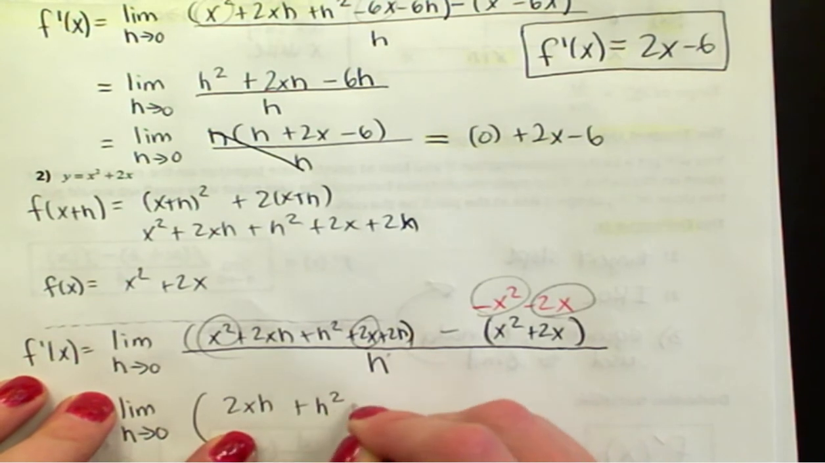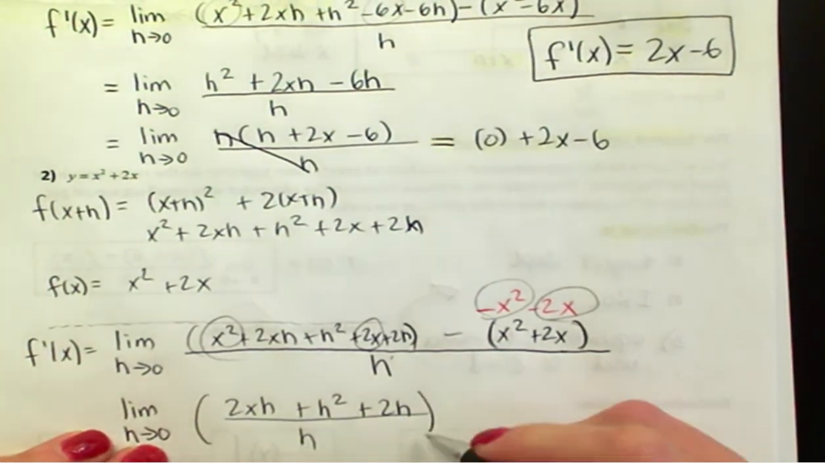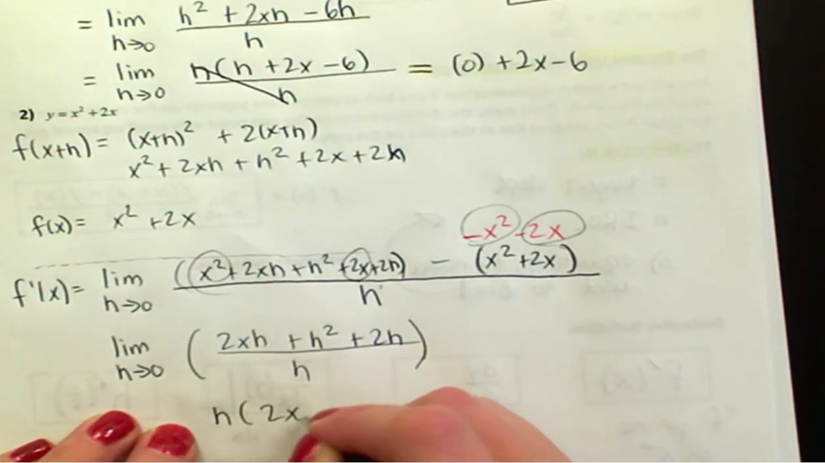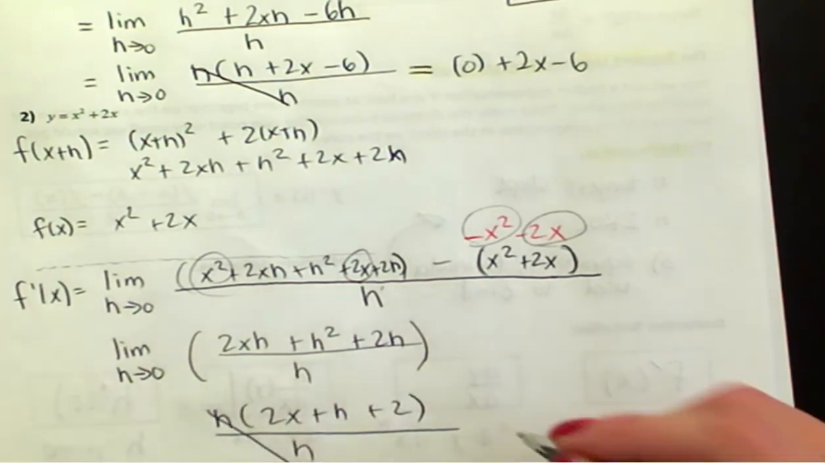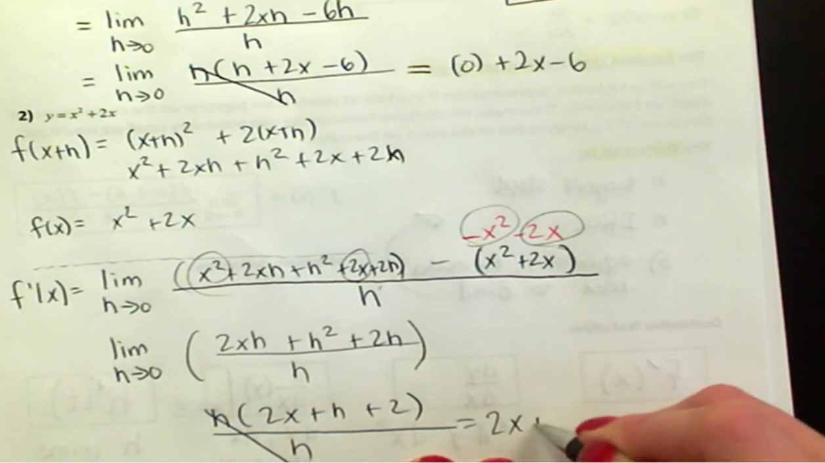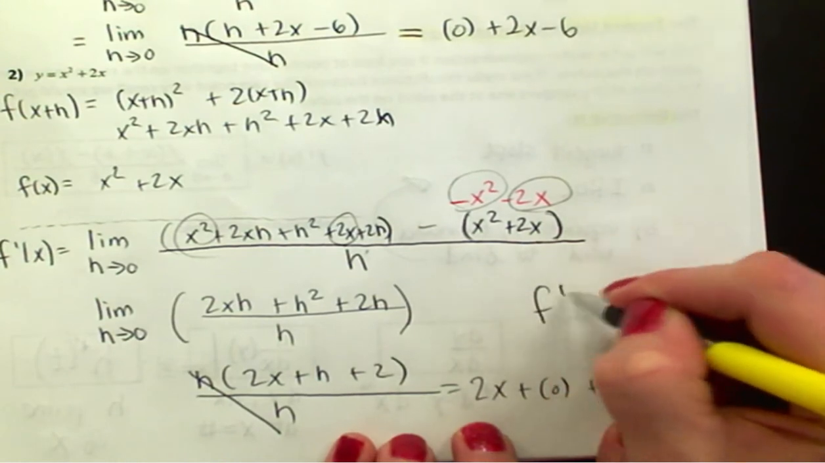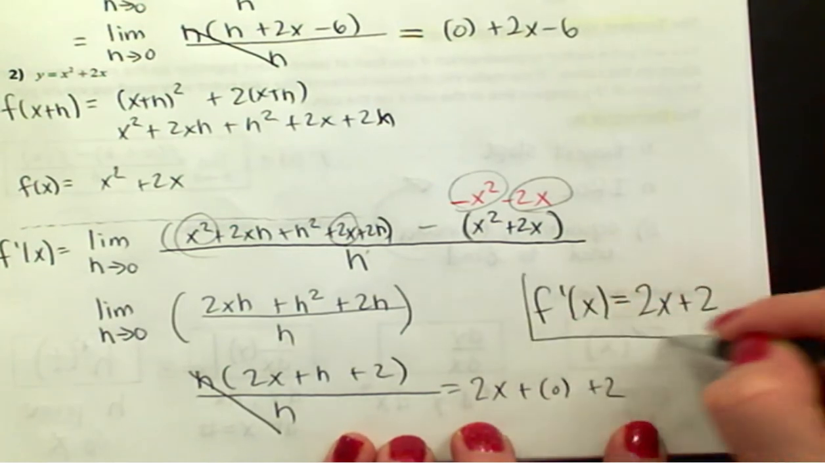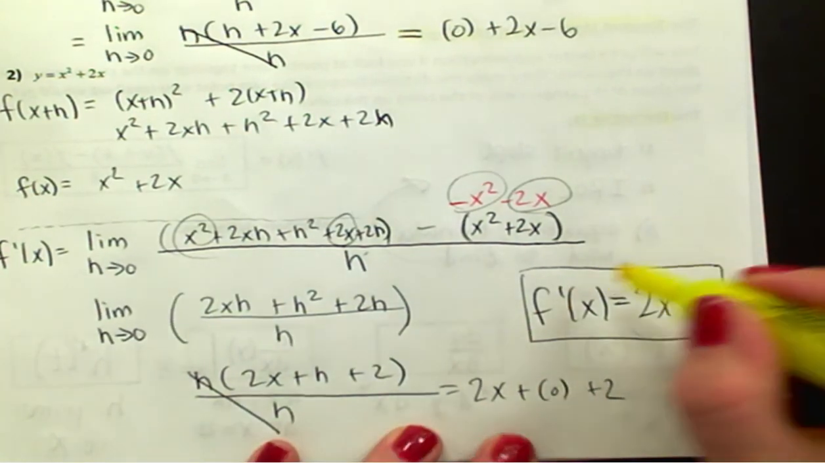2xh plus h squared plus 2h all over h. Okay, so I can see that the h is going to cancel. h, 2x plus h plus 2 over this. And then I plug in 0. 2x plus 2. F prime of x equals 2x plus 2. All we're trying to do today is to successfully get to this f prime of x equation. That's it. Just get here.